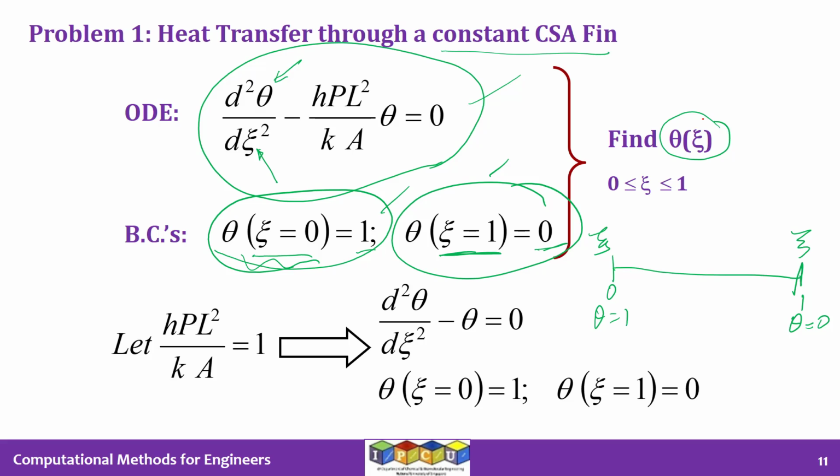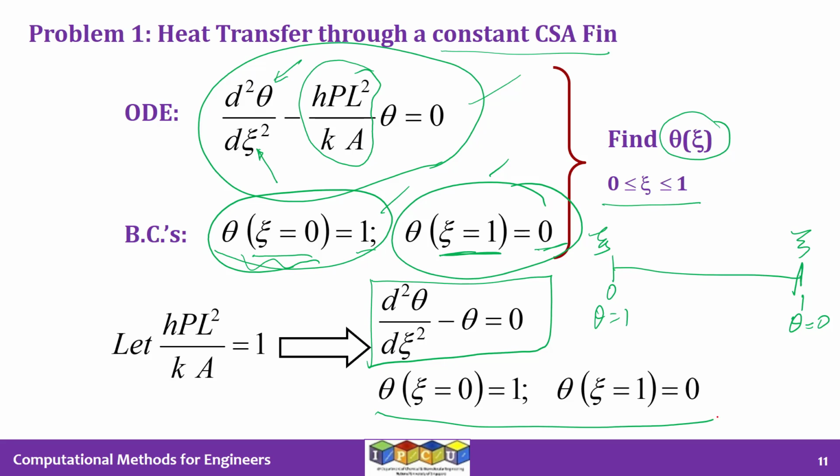That means we will find out the value of theta at select points psi in the domain between 0 to 1. Now for simplicity and for demonstration purposes, we will assume that this set of parameters is equal to 1. That means HPL squared by K is equal to 1, in which case the ODE reduces to this, a second order ODE, and the boundary conditions are these as listed earlier.